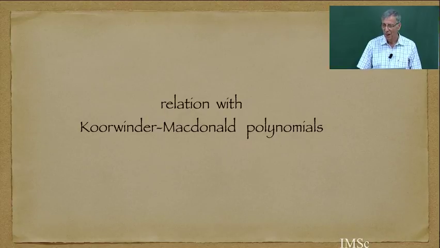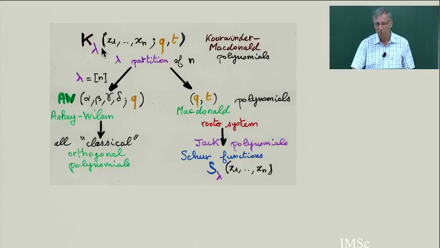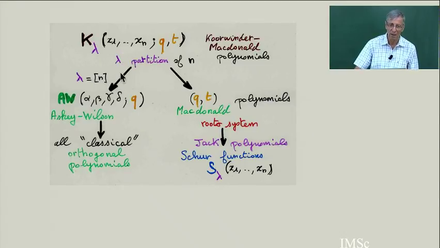And now I finish with the relation with Koornwinder-Macdonald polynomials. This polynomial is a polynomial in variables x1, x2, ..., xn, with 2 parameters q and t, and indexed by a partition. And the Askey-Wilson polynomials we have seen in the previous lecture can be considered as a limit, a particular case, that can be derived from this Koornwinder-Macdonald polynomial. It's a polynomial in q and t, from which the Macdonald polynomials for root systems can also be derived. Jack polynomials, Schur functions, can be derived on this side.